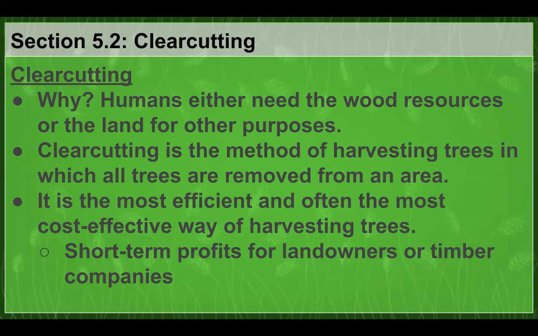Clear cutting is basically when all of the trees in a given area are knocked down and removed. So we have a forest, might be a really thick tropical rainforest, might be a temperate forest near us, but a clear cut is when all of the trees and all of the resources in that area are removed. Clear cutting is the most efficient and the most cost-effective way of harvesting trees. You don't have to take time assessing. You don't have to worry about what you may or may not be damaging. You just clear everything out, and that's that.